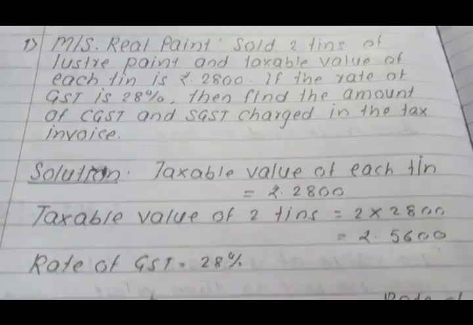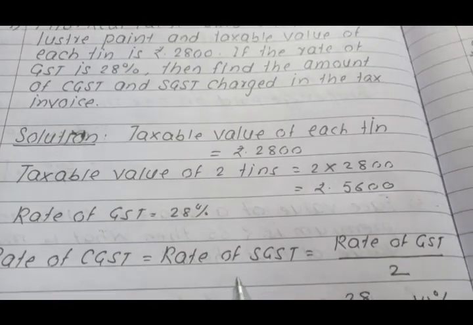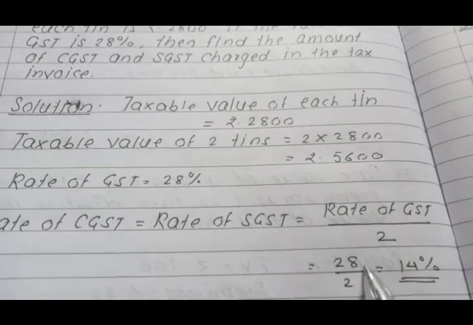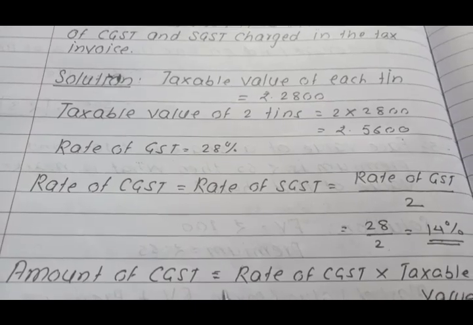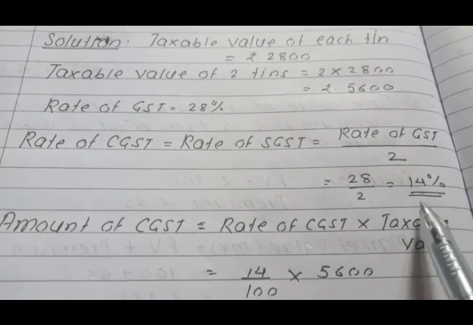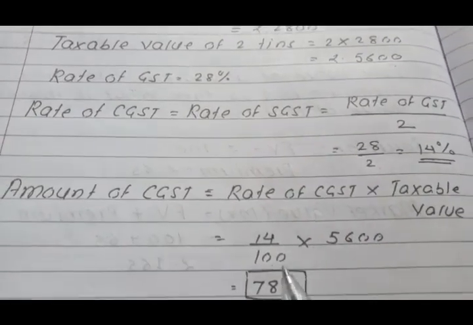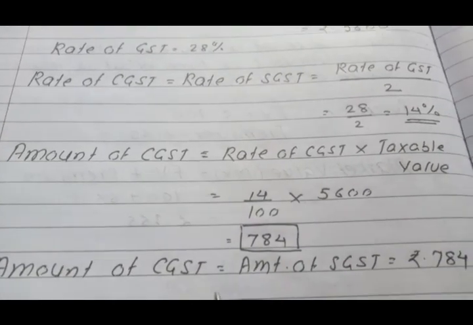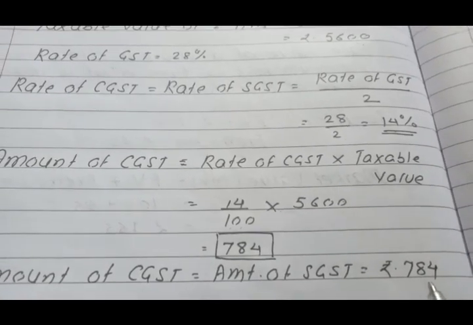GST rate given 28%, rate of GST 28%. So rate of CGST equal to rate of SGST equal to rate of GST upon 2. This formula here, given 28, this upon 2, 14%. So amount of CGST equal to rate of CGST into tax value. Formula, rate of CGST 14%, 14 and tax value 5600. 0 cancel, multiplication 784. Amount of CGST equal to amount of SGST equal to rupees 784.